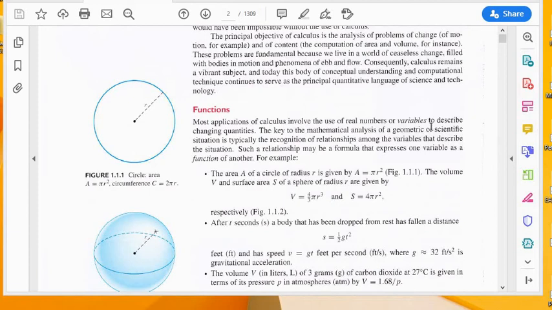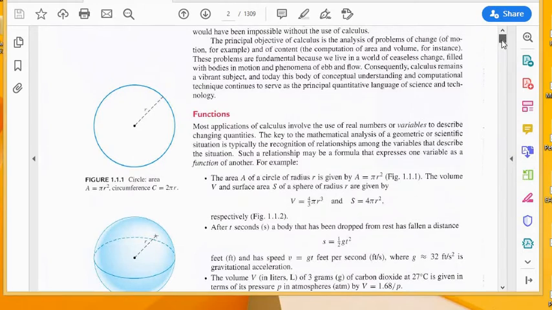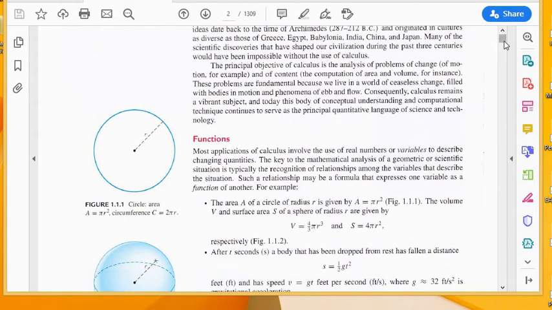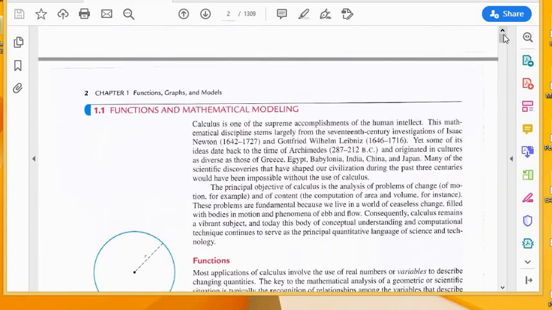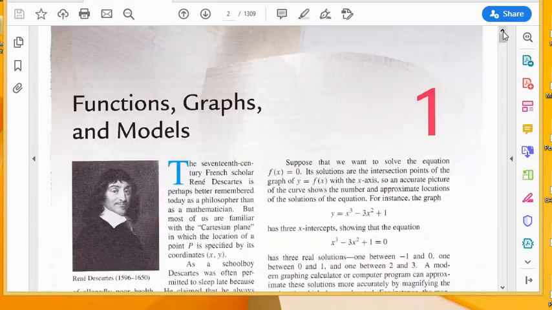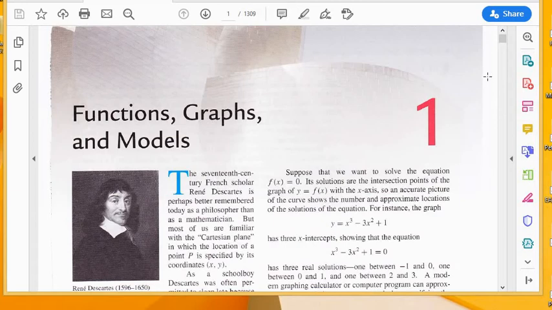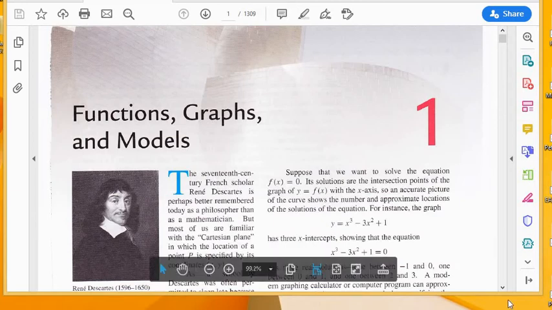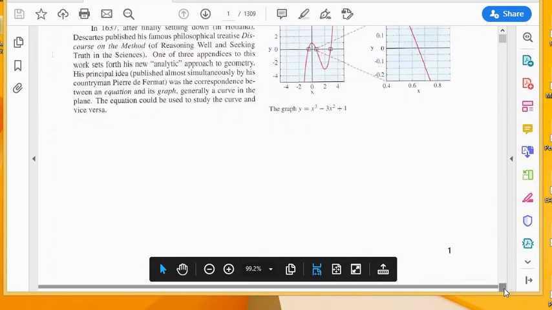Hi everyone, welcome to the second lesson. Today we are going to continue with the second page of this book. The book is written by Edwards and Penny, and the name of the book is Calculus.